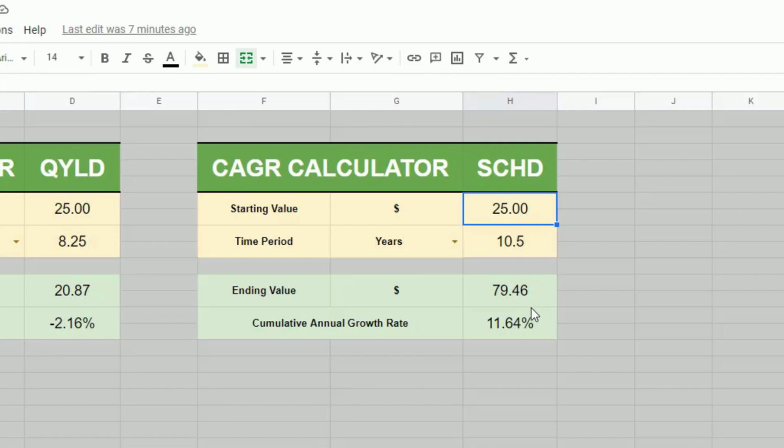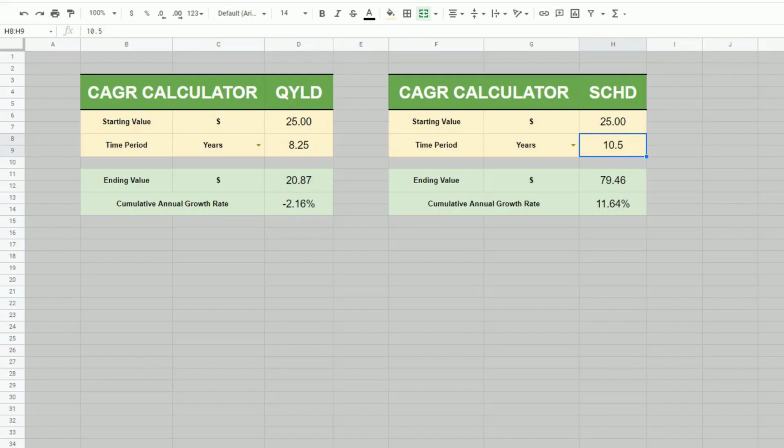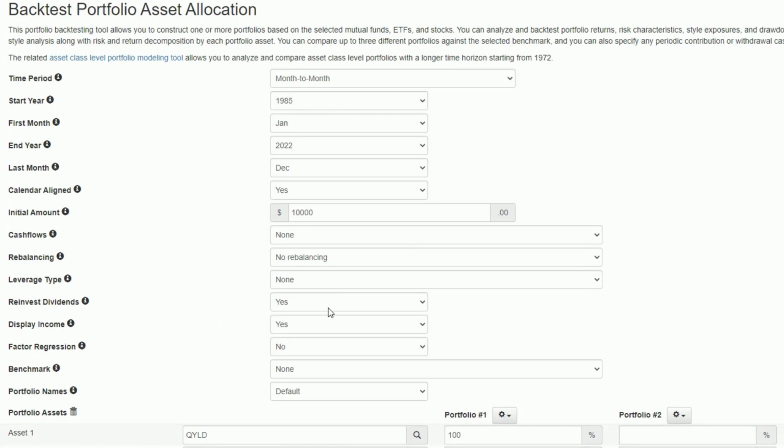Similar for SCHD, gives us a cumulative annual growth rate of 11.64% over this time period. Let's check out the history of these two funds.